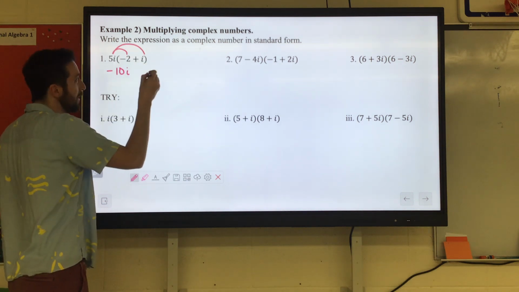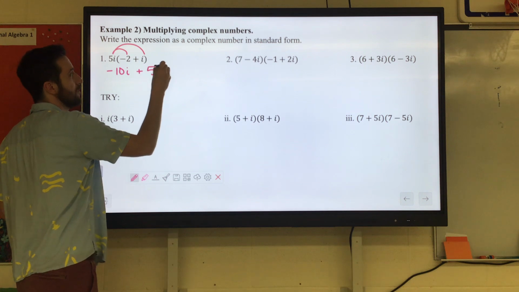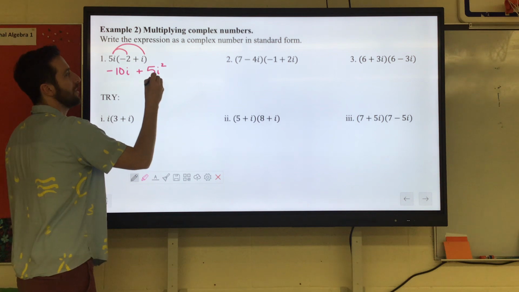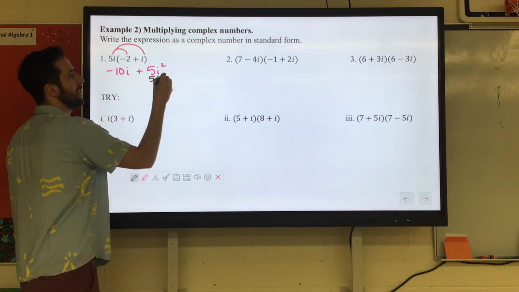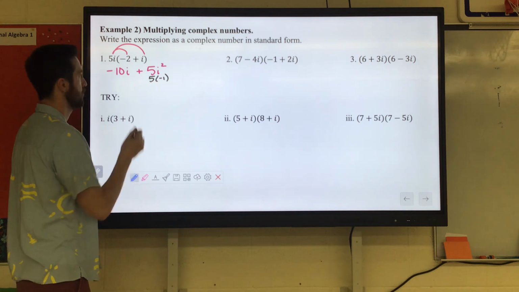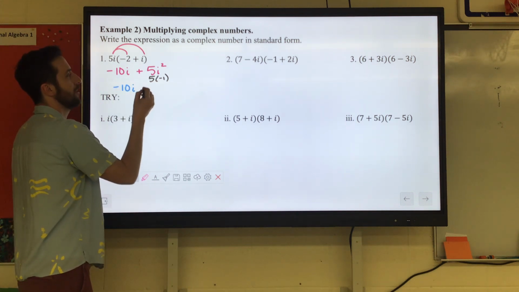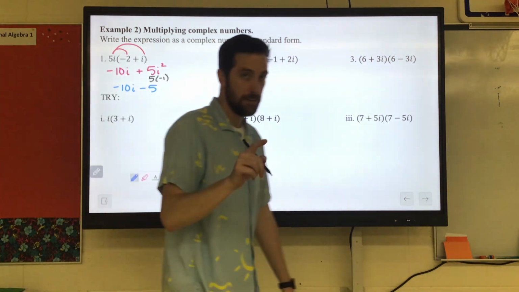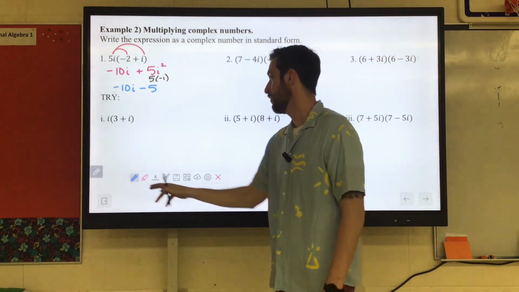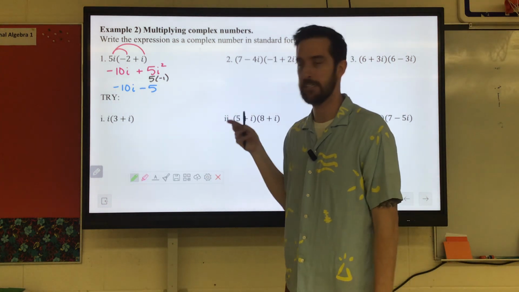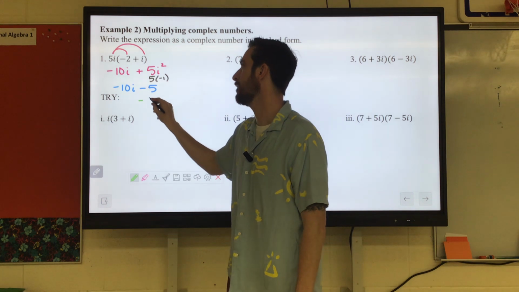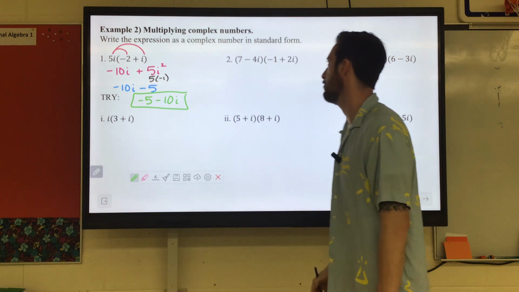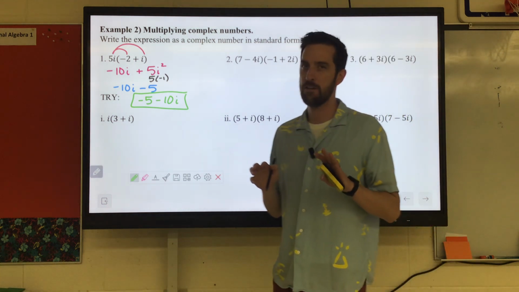But 5i times i is going to be 5i squared. And this is what I was talking about. You're never going to have i squared in the final answer because every time you see i squared, you're going to substitute in a -1 in its place. So really, this becomes -10i. And then 5 times -1 makes it -5. And that's a great answer. But we can make it perfecter. Because remember, the imaginary number system should fall at the end. So I'm going to reorder this, make it -5 minus 10i. That is proper form.